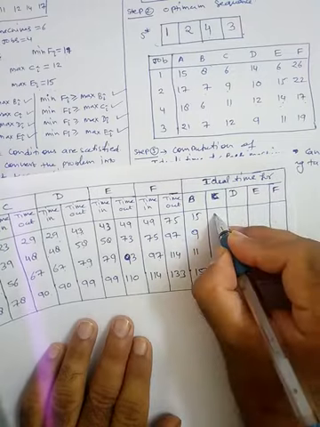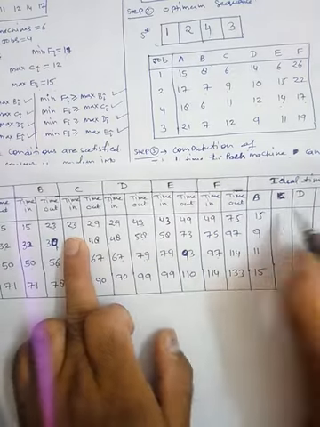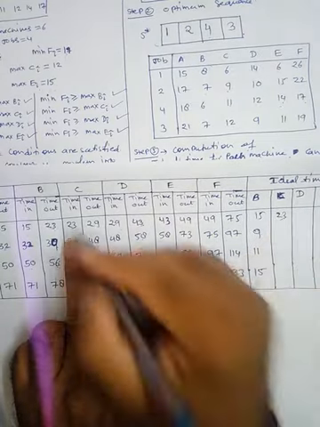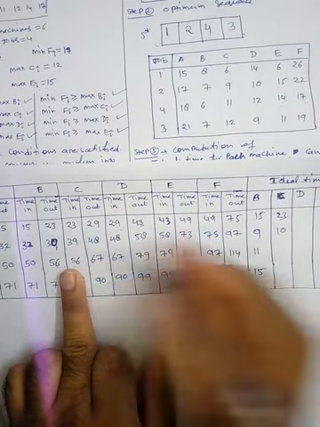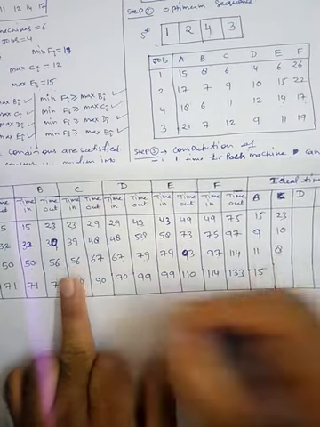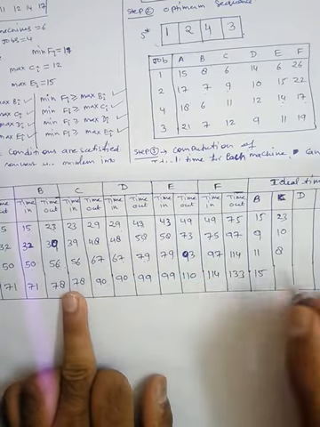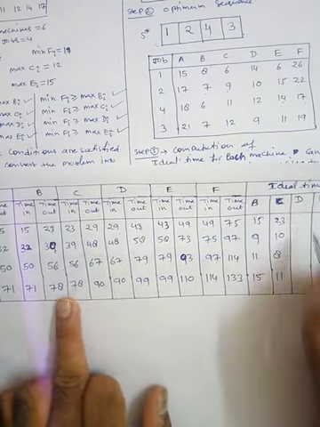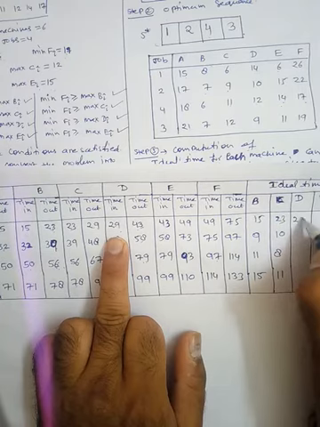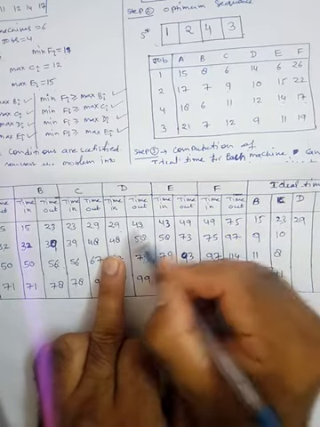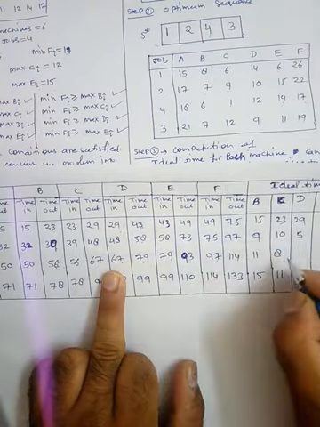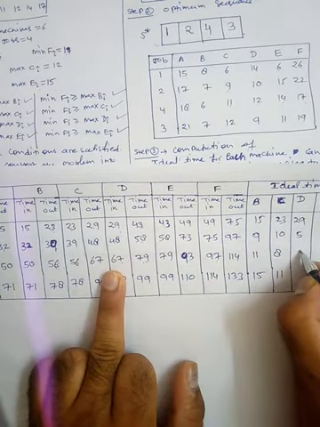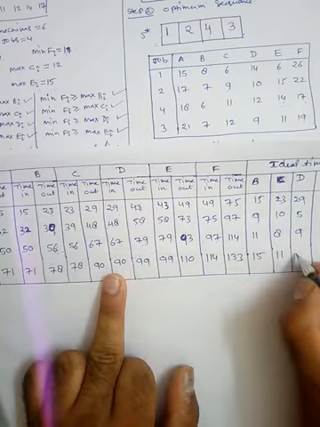Similarly for C, 23. Then the gap 10 hours. Now the gap 8 hours. Now the gap how much? 11. Similarly for D, 29. Then the gap is 5 hours. Then the gap how much? 9 hours. Now the gap 11 hours.